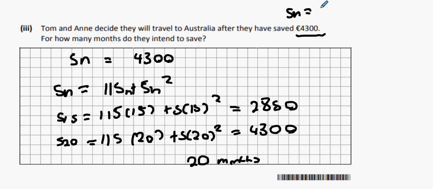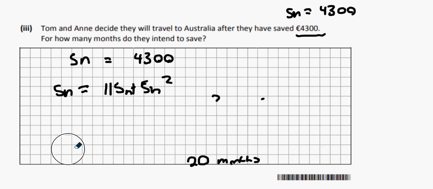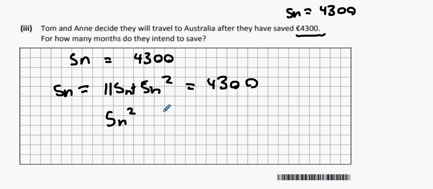Sn equals 4,300. So what you do in that case, you put the whole thing equal to zero, okay, and then what you get is 5n squared plus 115n minus 4,300.